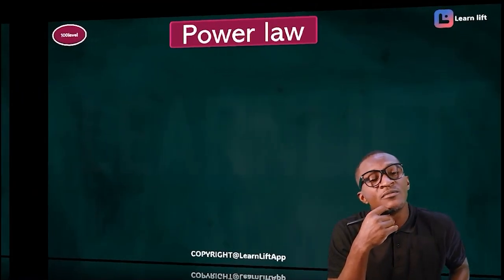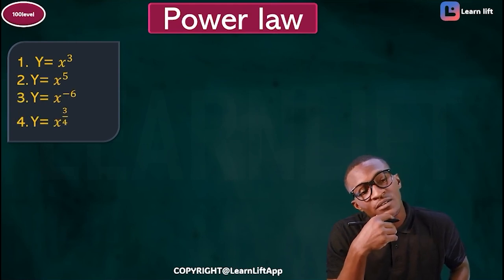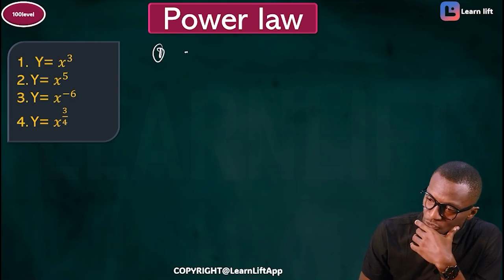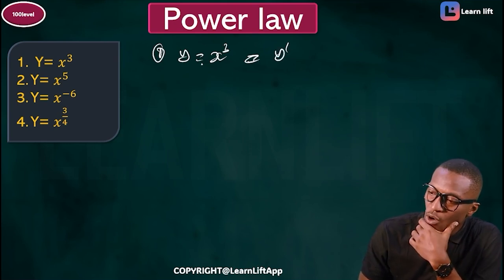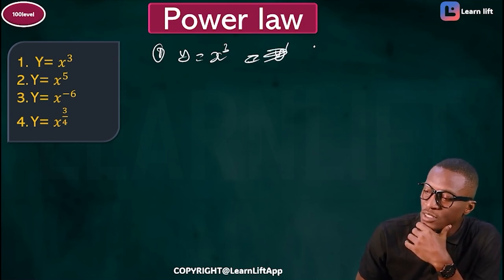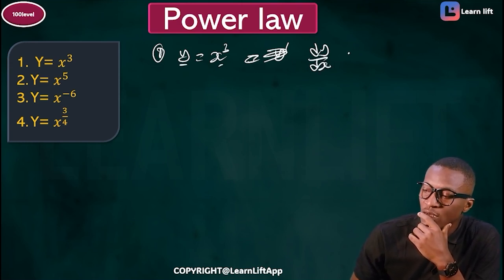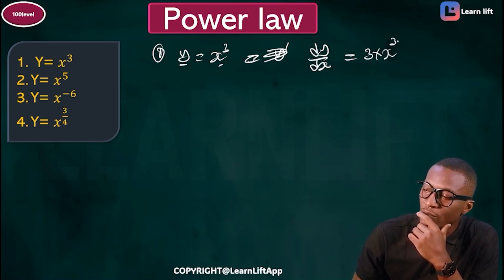So let's give some examples. Let's try to solve these now. Number 1, we have y is equal to x raised to power 3. So this becomes y prime, or you say dy by dx, because you are differentiating y with respect to x. So it's equal to multiply the power by the function, that's 3 times x raised to power 3 minus 1. That's 3x squared.